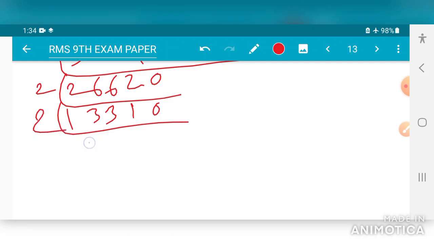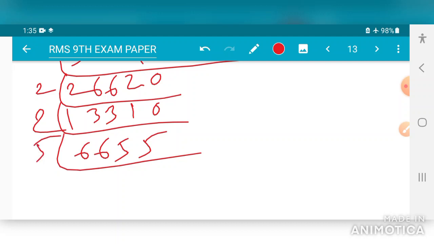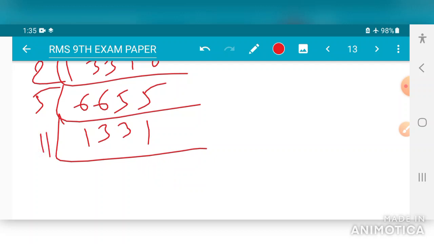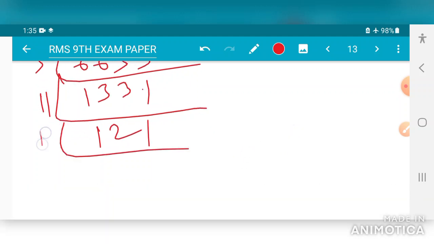Again 2 table, 2 sixes are 12, and 2 fives are 10. Okay, next it is divisible by 5. 5 ones are 5, 5 threes are 15, again 5 ones are 5. Okay, so now it is divisible by 11, I hope. 11 ones are 11, 11 twos are 22, and 11 elevens are 121.